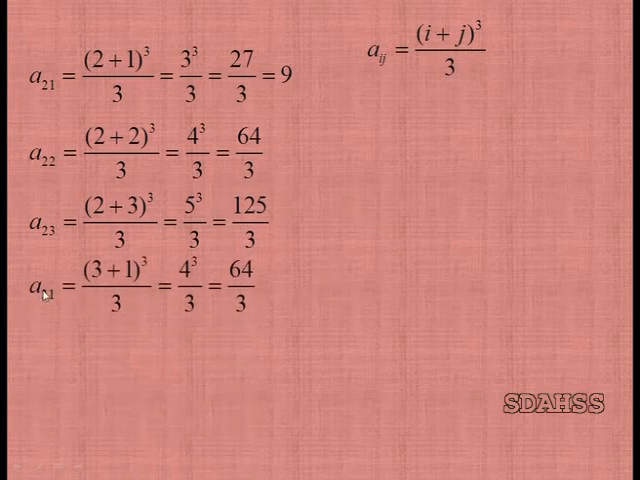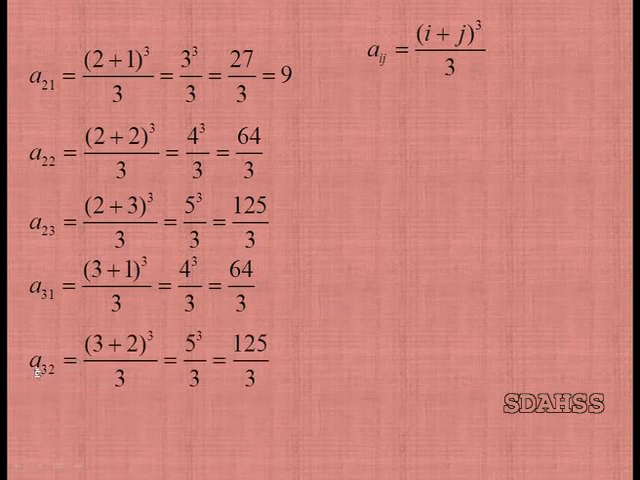Then find A31. A31 means substitute i equal to 3, j equal to 1 in the question. So you have (3 plus 1) whole cube divided by 3. 3 plus 1 means 4. 4 cube divided by 3. 4 cube means 64. 64 by 3.